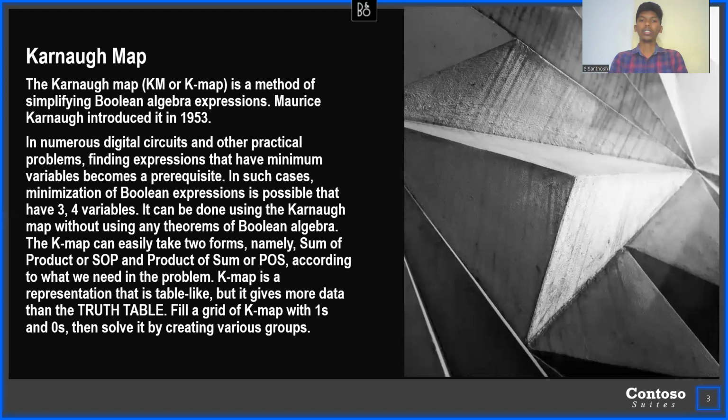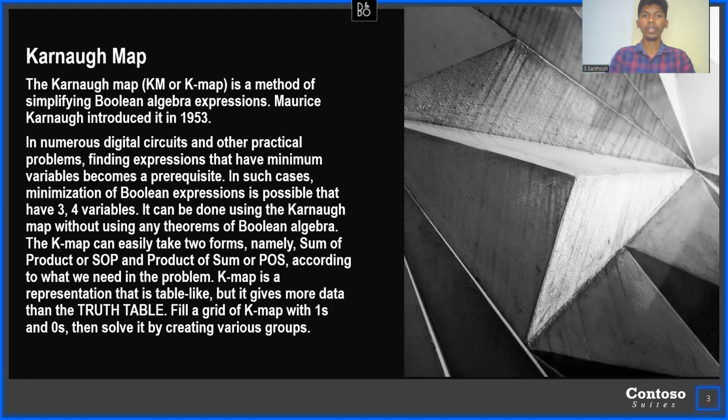So in this K-map, you can either have the terms in the form of sum of products, that is SOP, or else POS, product of sums. And depending on which you use, whether it's SOP or POS, you will be taking the numbers as ones and zeros. That is, the binary value of one for SOP, and for POS it will be zero that you'll consider. So K-map is a representation that is table-like, but it gives more data than the truth table.